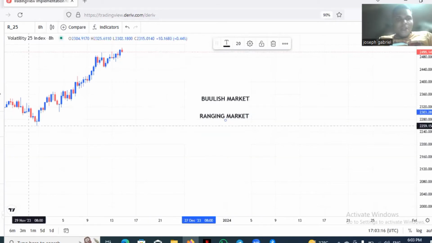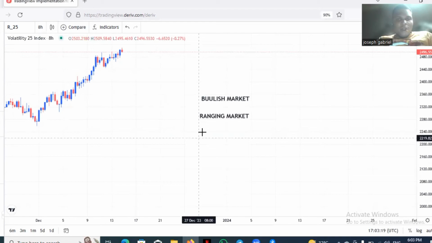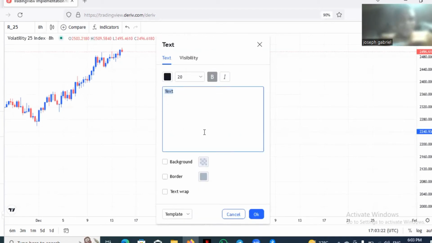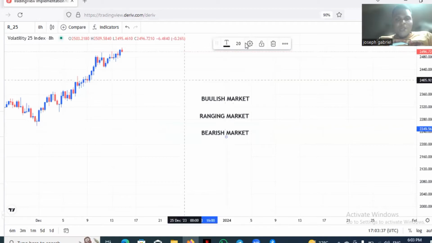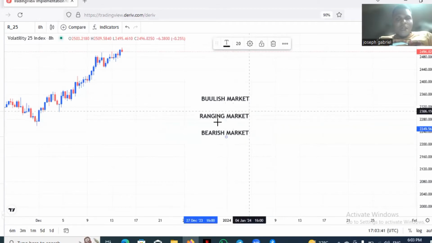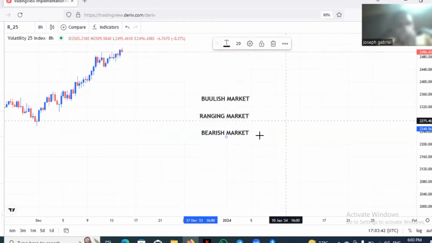And number 3 is for you to understand a bearish market. So understanding a bearish market. All right, so now these are the 3 things we have for this. You can say the 3 charts, or connotations. We can tell these 3 things are one of the things that happens in the market.